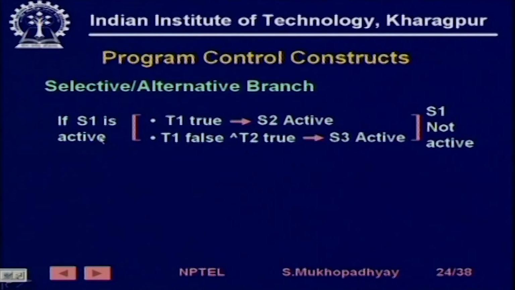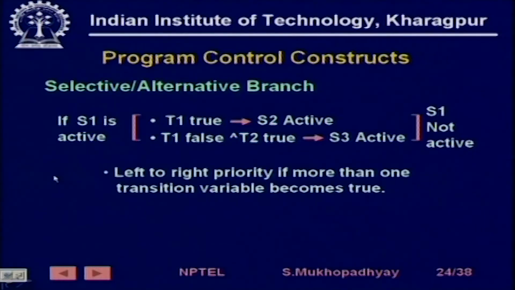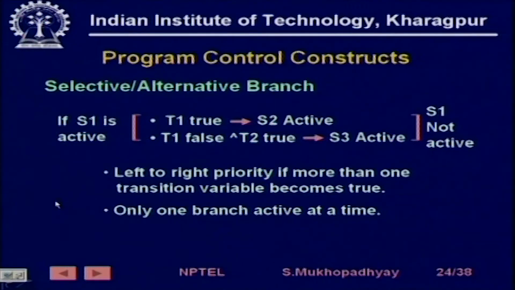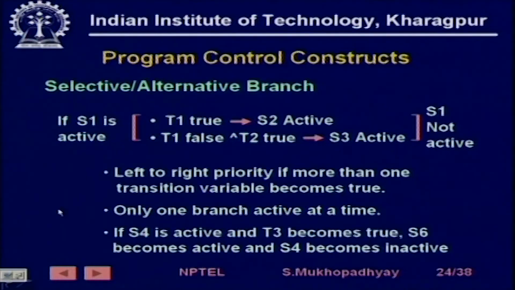As I said, if S1 is active and T1 is true, then S2 becomes active. If T1 is false and T2 is true, then S3 becomes active, and the moment S3 becomes active, S1 becomes inactive. Similarly, left to right priority, as I said, and only one branch can be active at a time. If S4 is active and T3 becomes true, S6 becomes active and S4 becomes inactive, same thing.